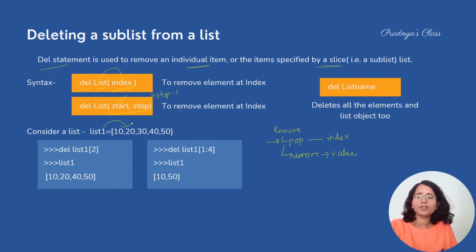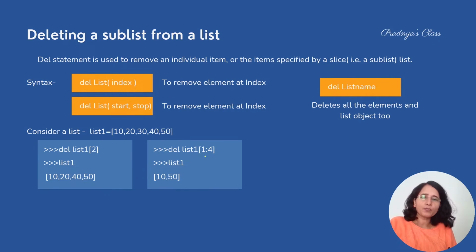Here is a list 1 with some integer values. Here I am using del statement to delete the item which is at the index 2. So this is the 0th index, this is 1, this is 2. So 30 will get deleted from the list. So we got this list with the removed item 30 from the list.